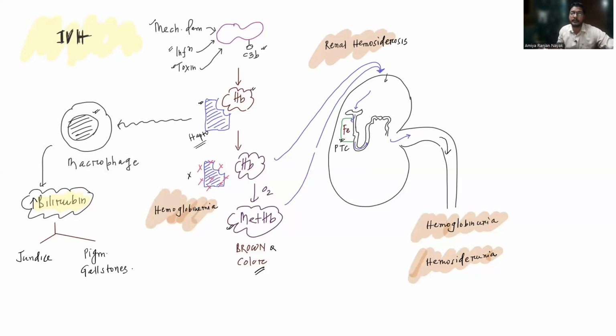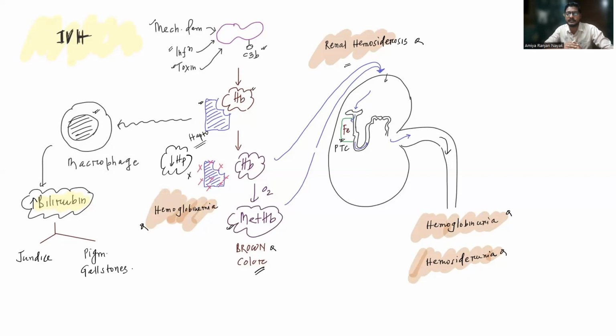Okay, so these are the features of intravascular hemolysis. You are going to get hemoglobinemia, renal hemosiderosis, hemoglobinuria and hemosideruria. These features are not seen in extravascular hemolysis. In extravascular hemolysis, you are going to get anemia, splenomegaly, jaundice, and pigmented gallstones, and sometimes decreased haptoglobin. In intravascular hemolysis, there is a severe decrease in haptoglobin, and hemoglobinemia, hemoglobinuria, hemosideruria, and also renal hemosiderosis. You may also get increased bilirubin leading to jaundice and pigmented gallstones, but these features are less compared to extravascular hemolysis.